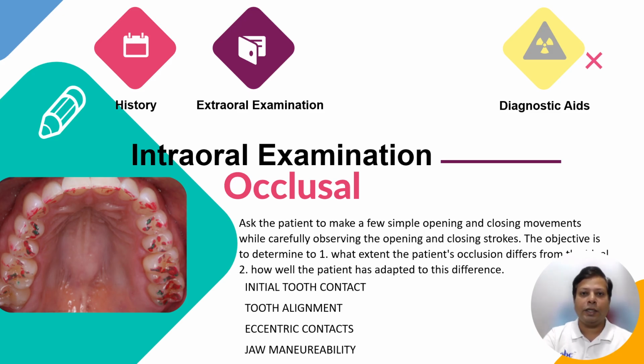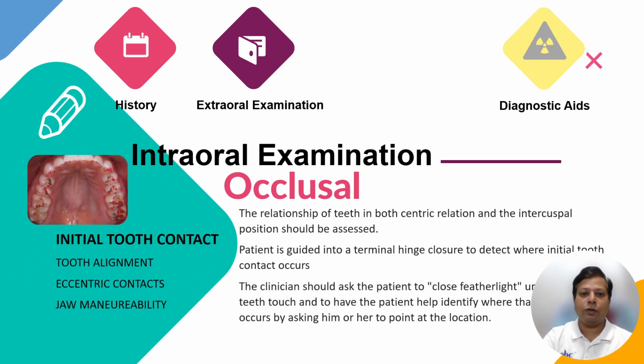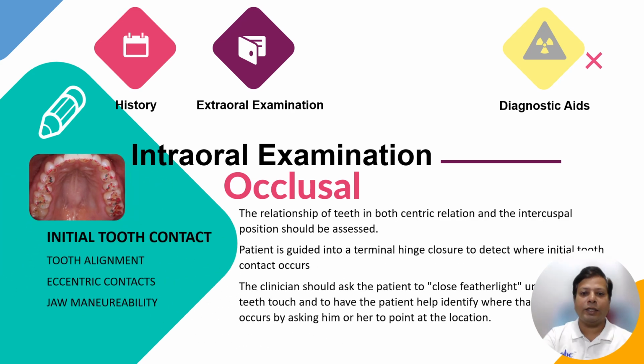So coming to the initial tooth contact, here basically the patient is guided into a terminal hinge closure to detect where the initial point of tooth contact occurs. The clinician should basically ask the patient to close feather light and stop whenever even a single tooth or a portion touches, and it is recorded and noted down.